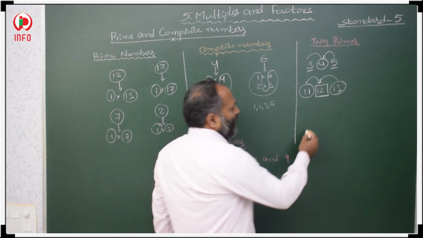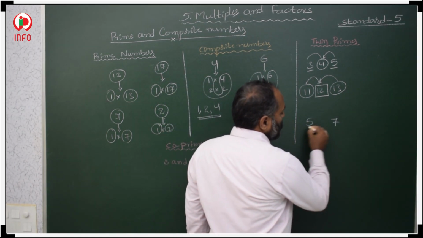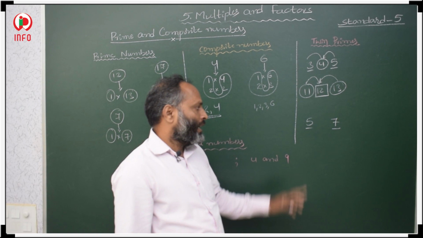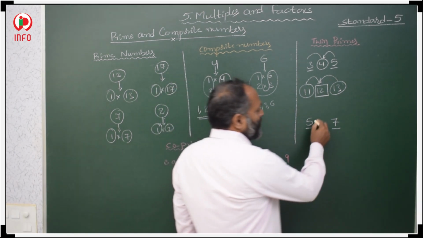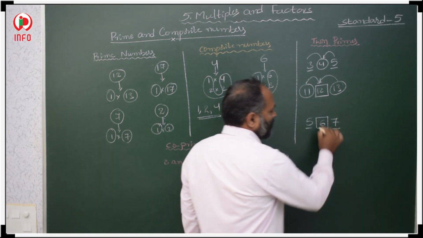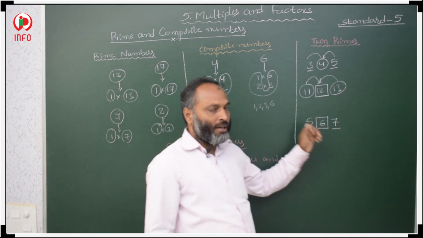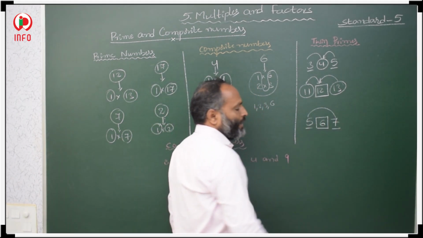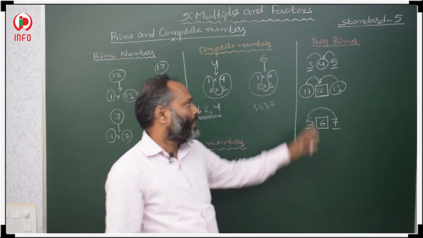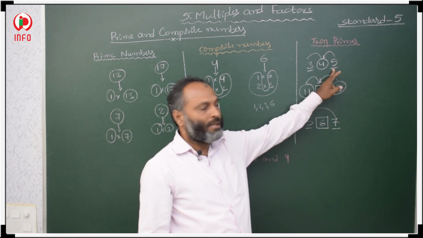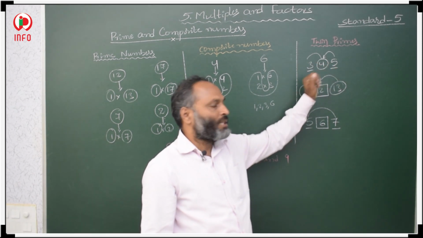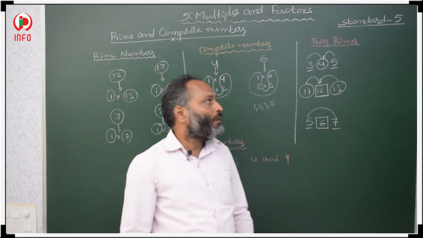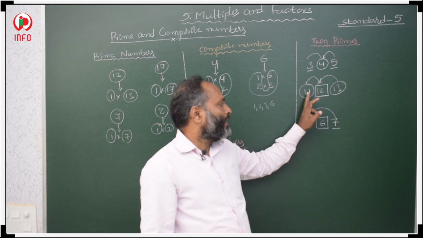In the same way 5 and 7, these two are prime numbers. In between these 2 prime numbers, one composite number is there, that is 6. If only one composite number is there between 2 prime numbers, then those 2 prime numbers are called twin prime numbers. Here 3 and 5 are the prime numbers. In between these 2 prime numbers, only one composite number is there. So, these two prime numbers are called twin prime numbers, like 11 and 13.